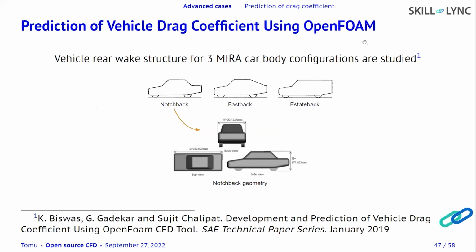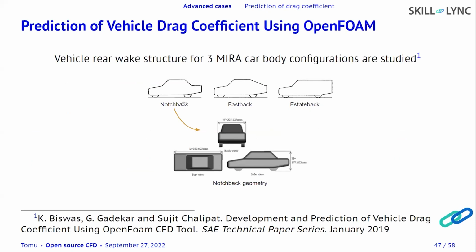So drag coefficient is basically a number. It is representing how aerodynamic our vehicle is. Every vehicle manufacturer will be running these simulations, and they will be determining how much drag coefficient their vehicle has. The lesser the drag coefficient means the better the aerodynamics of the vehicle. That means that vehicle will have a higher fuel efficiency.